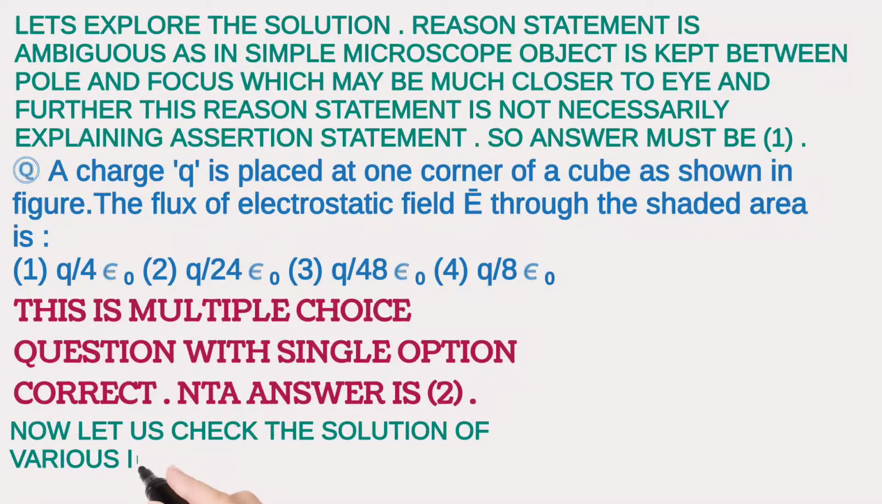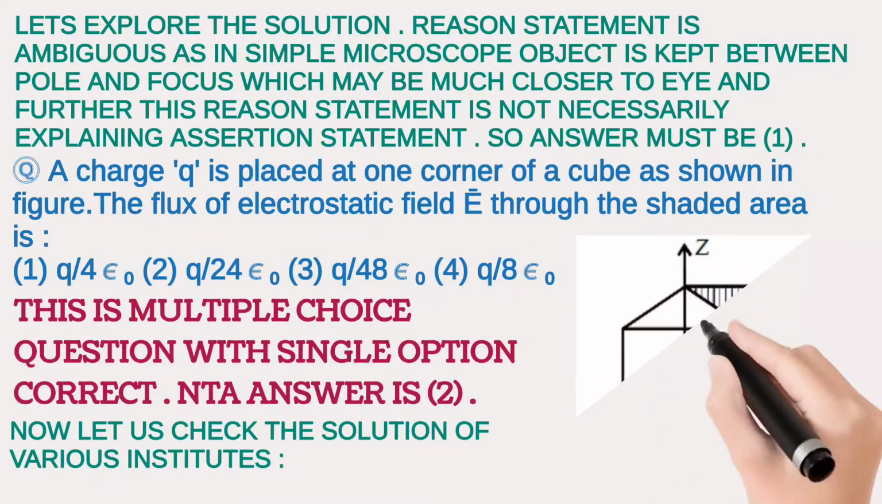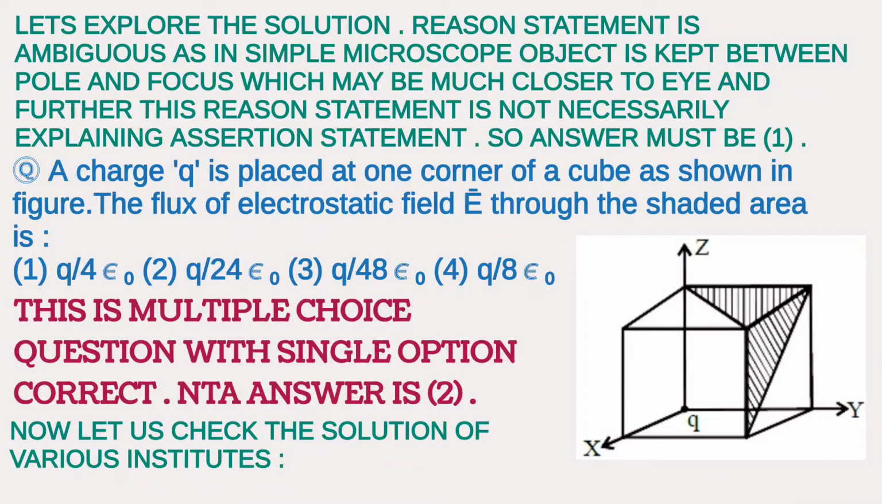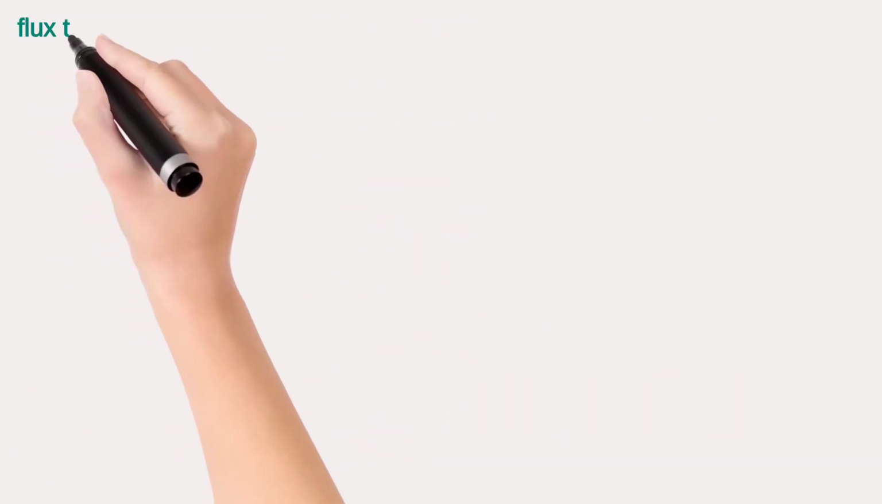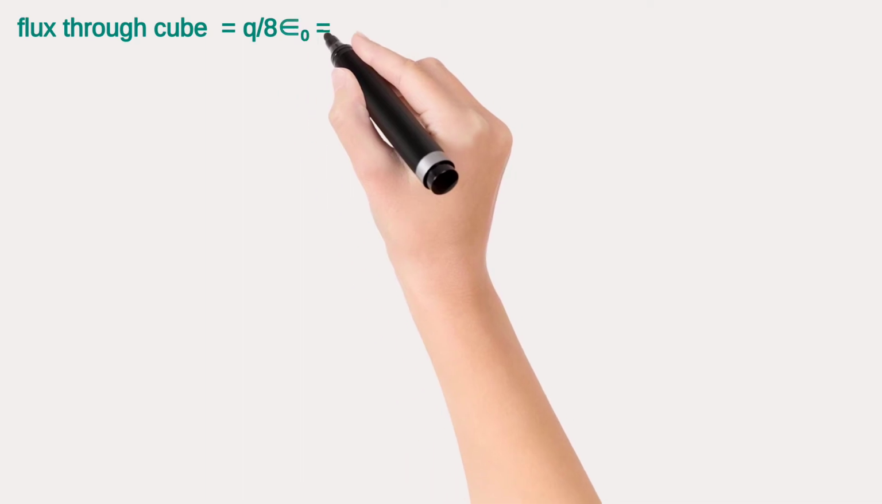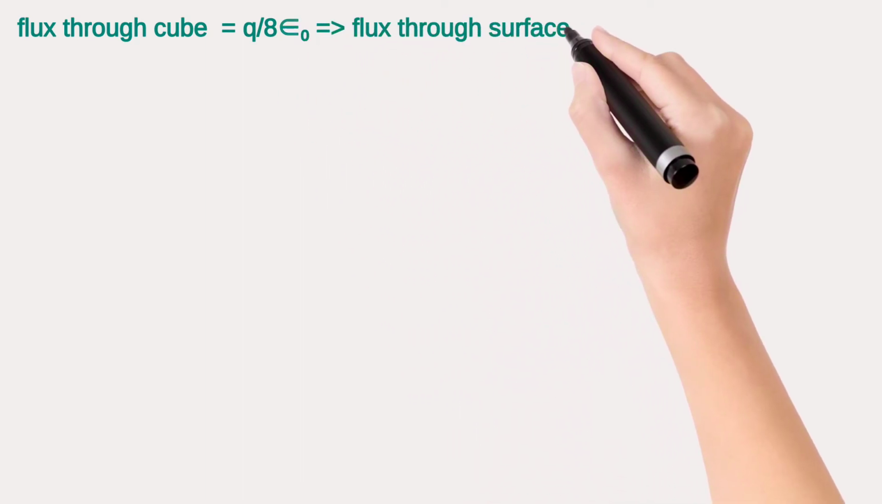Now let us check the diagram. Here this is the Q, and the shaded region is shown. It is half of the two faces. X, Y, Z axes are shown. Let us consider it as free space. NTA key is 2. What is the solution of various institutes? These two triangles combine to form one face of the cube. Flux through the total cube is Q by 8 epsilon naught, by symmetry we know that.